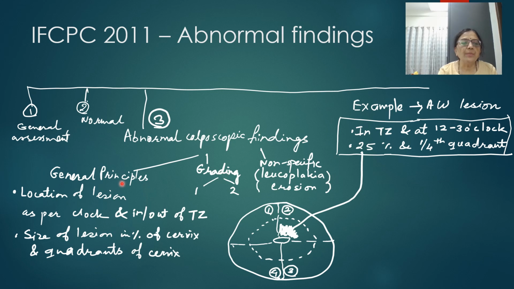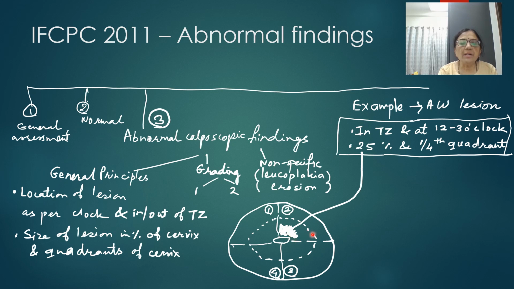In the general principles, two things whenever we see, or suppose we get this acetowhite area, then what we need to comment about is its location and the size. Location is as per the clock. Imagine here it is 12 o'clock and here it is 3 o'clock, 6 o'clock and 9 o'clock, and accordingly we have to comment about that.